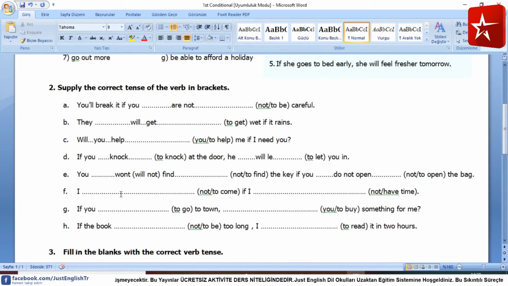If you won't find the key if you don't open the bag. Great. But I won't write this sentence. I will be waiting for your answers here, and then I will check if it's true or not. Okay, "don't open," not "aren't open," because we have the main verb, "don't open," not "aren't."